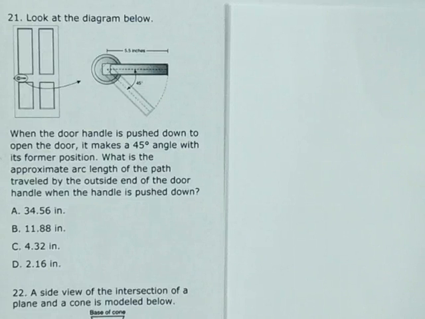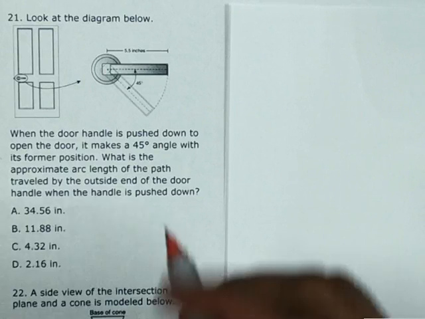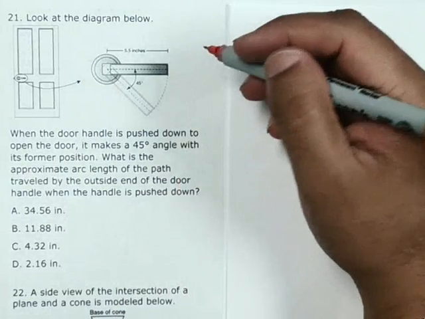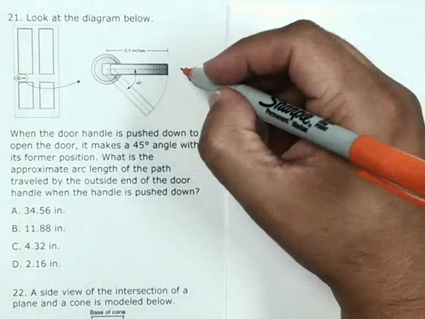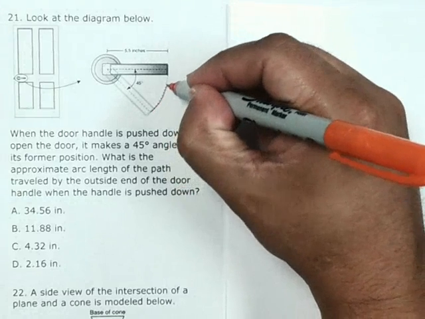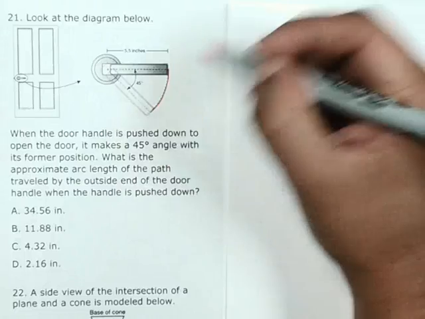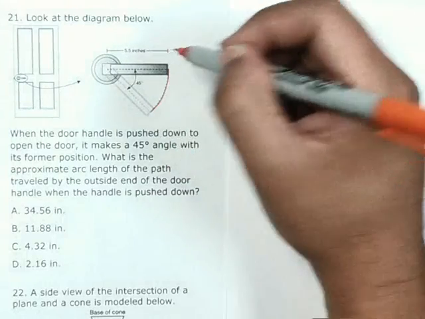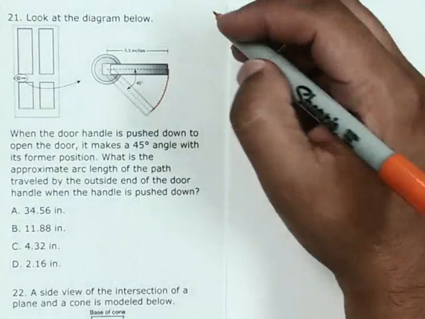Alright, problem number 21. Look at the diagram below. When the door handle is pushed down to open the door, it makes a 45-degree angle with its firm position. What's the approximate arc length of the path traveled by the outside of the door? So I want this piece right here. And I know that my radius is 5.5 inches.